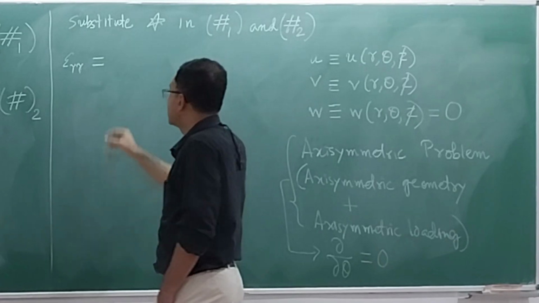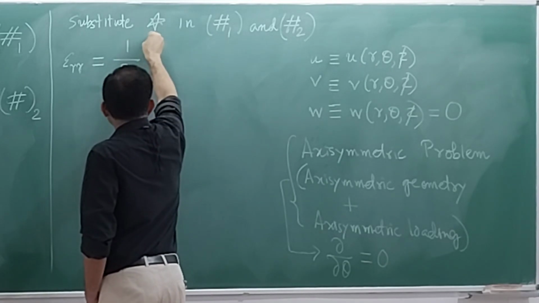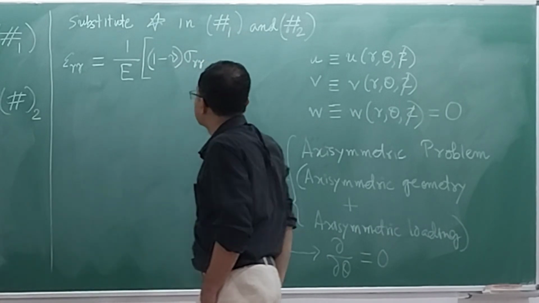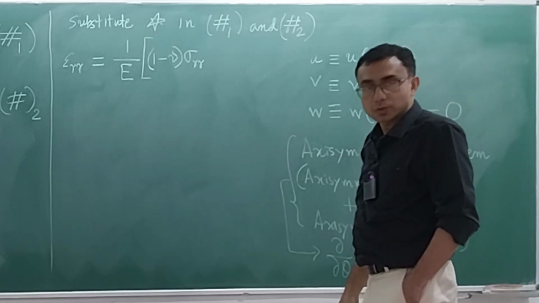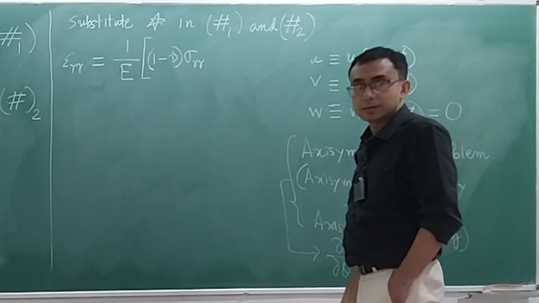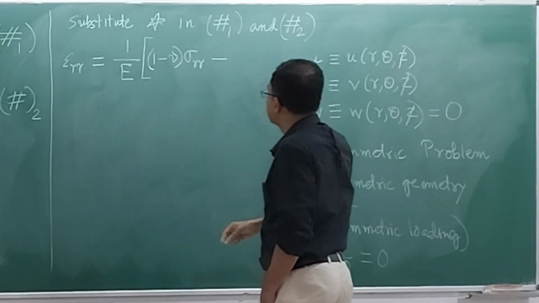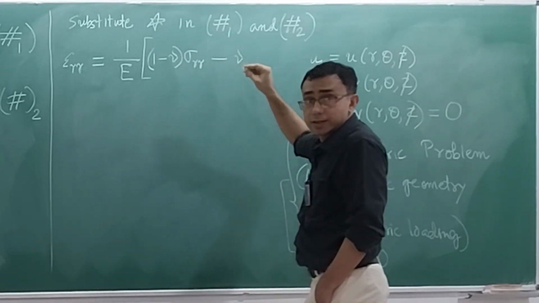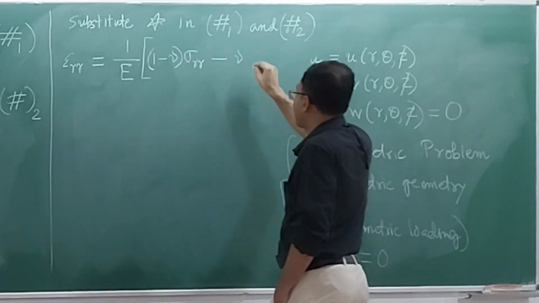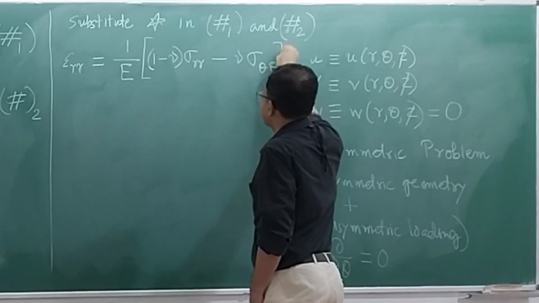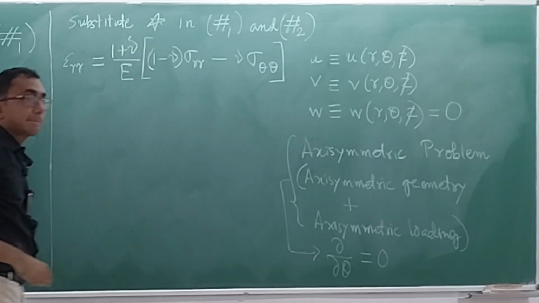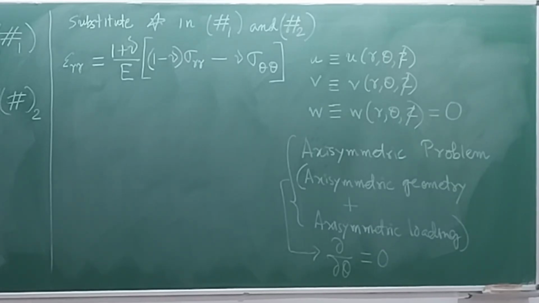By sigma r, 1 minus nu square. Okay. Minus nu plus nu square sigma theta theta. Okay, ठीक है ना?